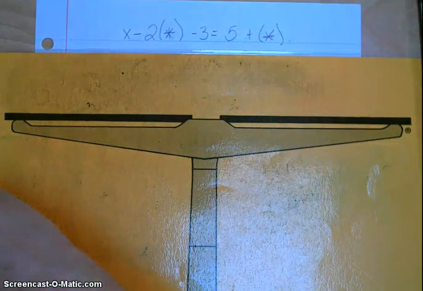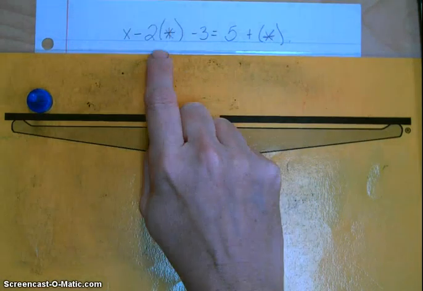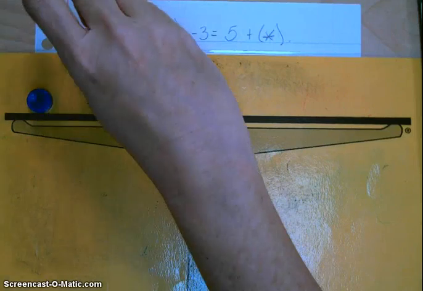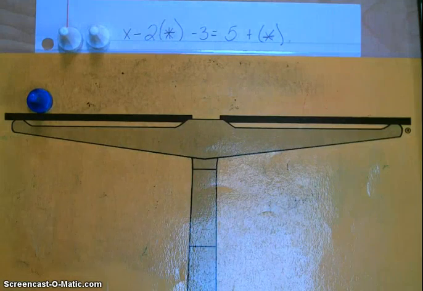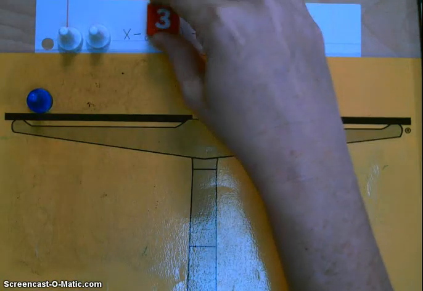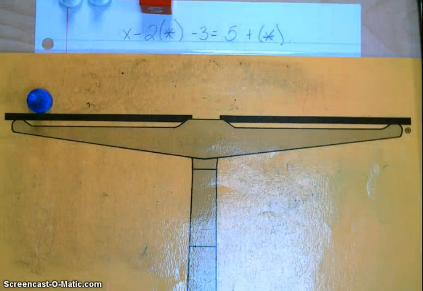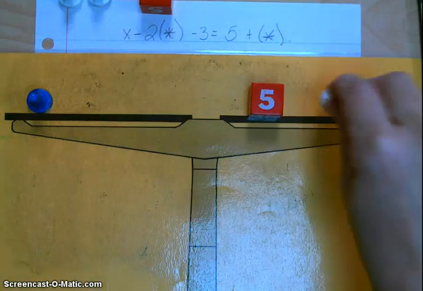All right, so to start us out, I'm going to set up my x. It says minus 2 star, so I can't do that right away. I'm going to set that above. And then it says minus 3, which I also can't do right away, so I'm going to set that above. And then it says equals 5 plus star. There we go. And a star.